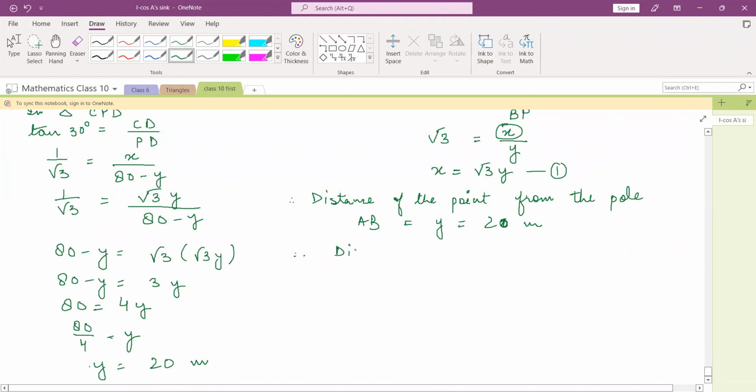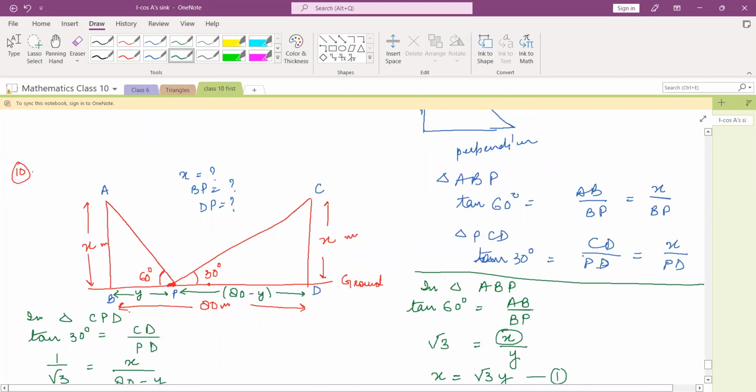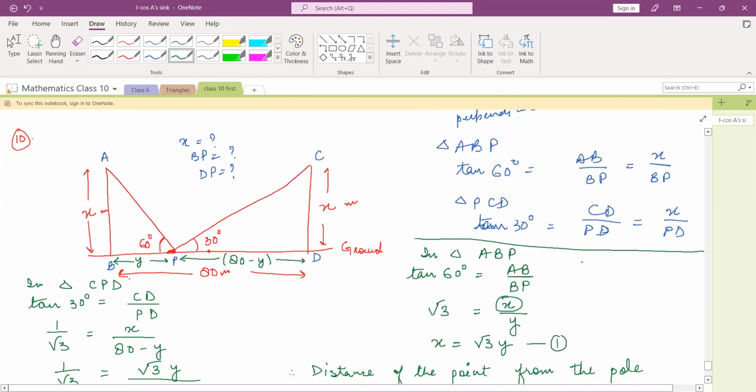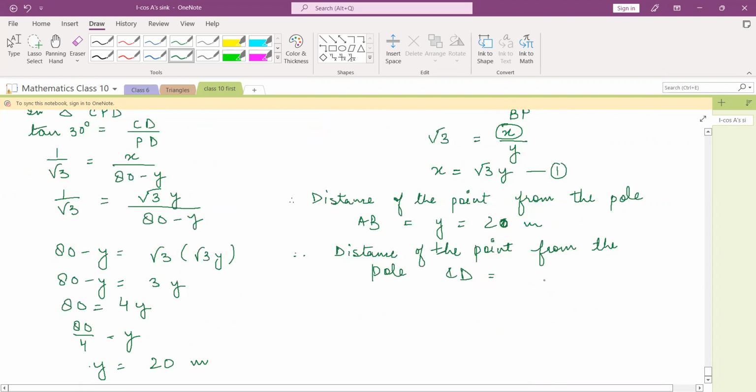So therefore, the distance of the point from the pole CD is equal to, so how much is that distance? If you see in the figure, from the pole CD, this is 80 minus y, right? So this is 80 minus of y. So 80 minus y is 20. So this is 60 meter.